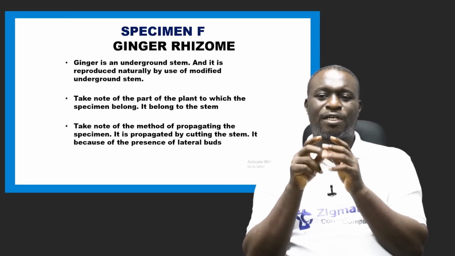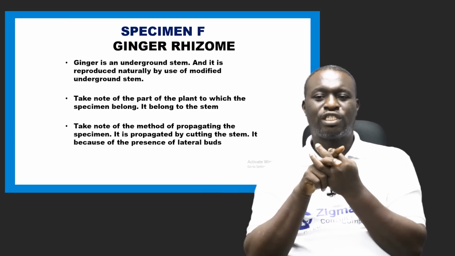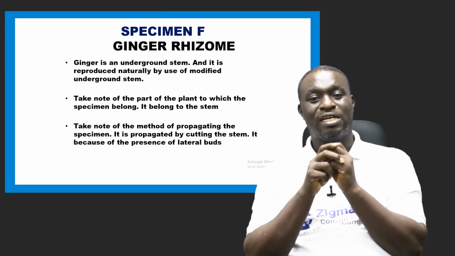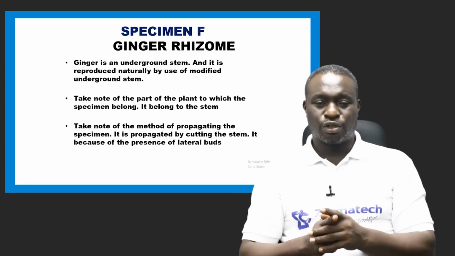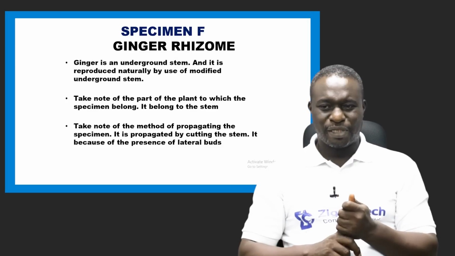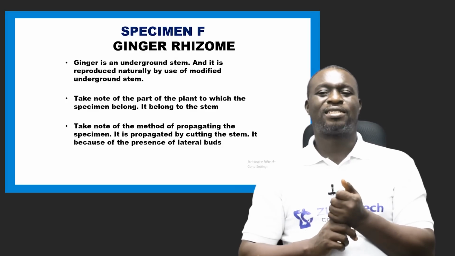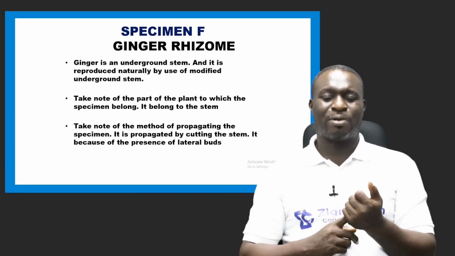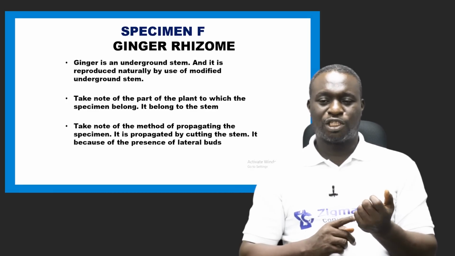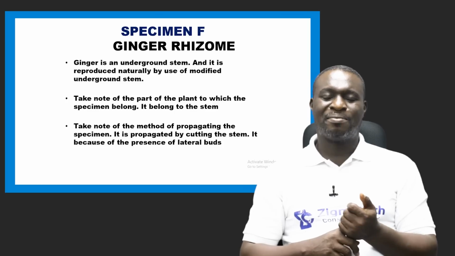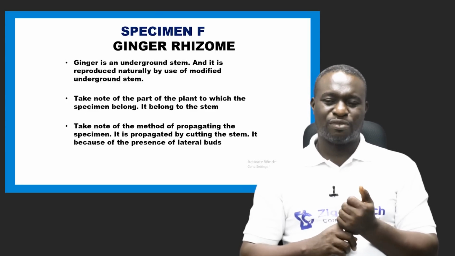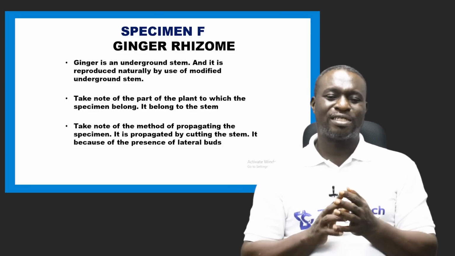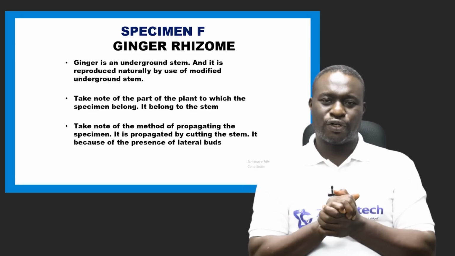And also take note of the part of the plant to which the specimen belongs. Now, what part of the plant does a ginger belong to? And that is the stem. Please note it. The ginger is a stem. All right. Now, also take note of the method of propagation of the specimen. Now, it is propagated by cutting the stem. Ginger is propagated by cutting the stem. It is simply because of the presence of lateral buds.